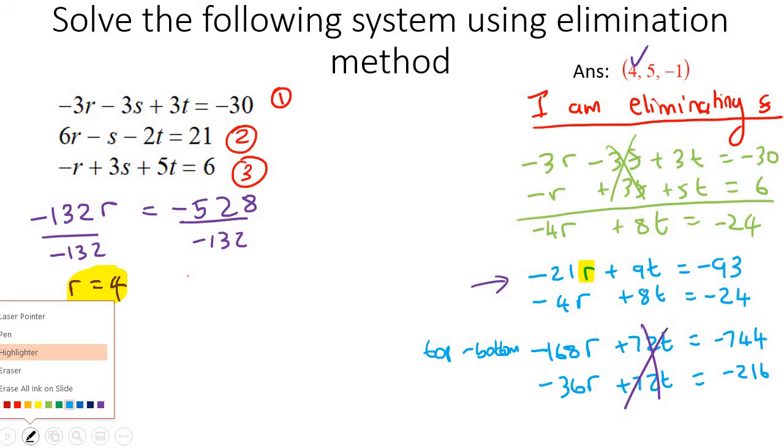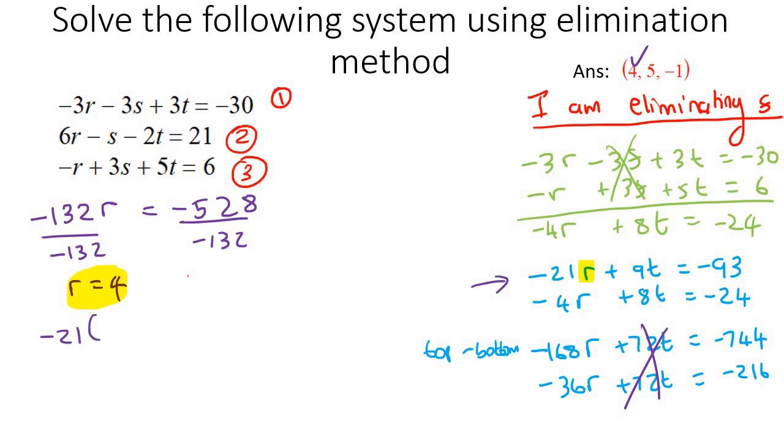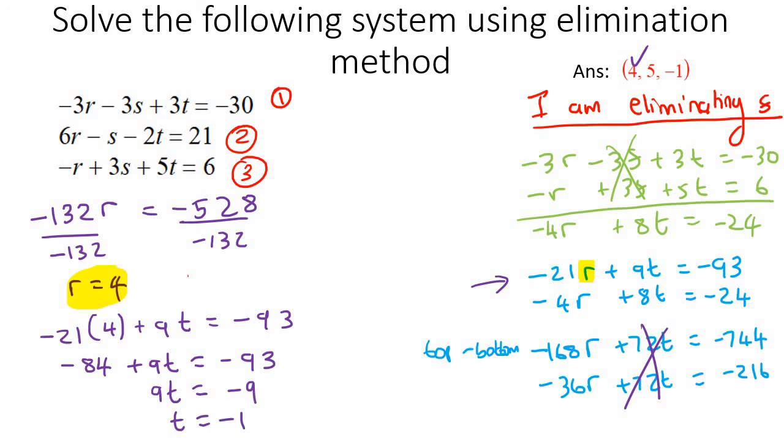So we end up with negative 21 times 4 plus 9t equals negative 93, and to end up with negative 84 plus 9t equals negative 93, and then you end up with 9t equals negative 93 plus 84, which is negative 9. Divide both sides by 9, and you get t equals negative 1. So yeah, it goes alphabetical, R, S, and T. So R is there, T is there.